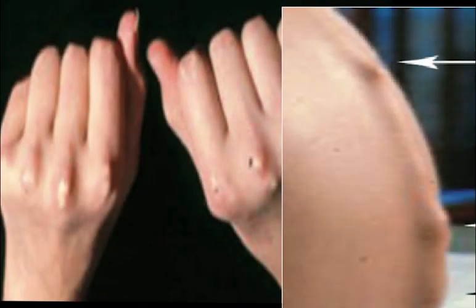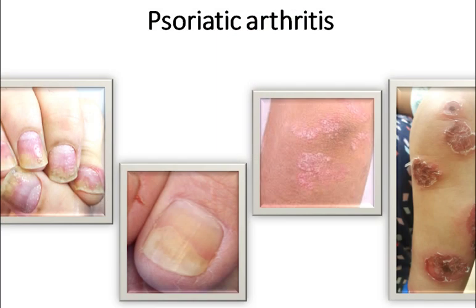In this picture, the rheumatoid nodules are shown on the spine as well as on the extensor surfaces of metacarpophalangeal joints. Here, starting from the left, you can see the nail pitting, oncolysis, and the different type of rashes which can be seen in the patient of psoriatic arthritis.